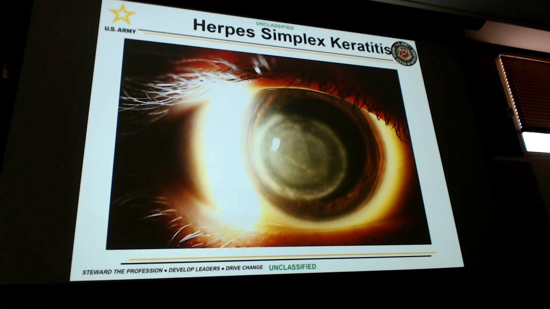You can get scarring in the stroma. We call that disciform keratitis. Okay? That's something we don't want because those scars are permanent, and again, that's going to be really hard for the patient to see through, pretty visually debilitating. So that's viral keratitis or herpes simplex keratitis.